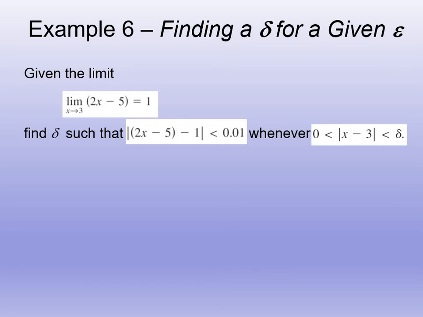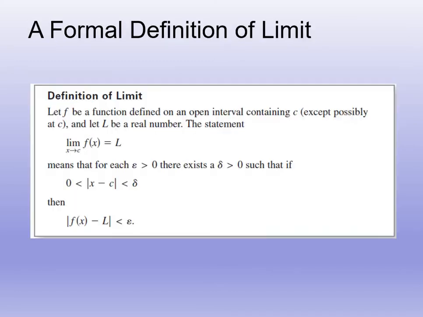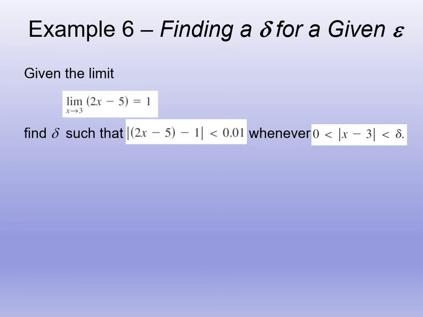Well, we have to define everything. What's f of x? f of x is 2x minus 5. L is equal to what? 1. And our c is equal to 3. We're going to plug those things into the two inequalities here: we're going to plug in c, epsilon, L, and f of x. All of those are given to us in this problem. The given epsilon for this problem is 0.01.